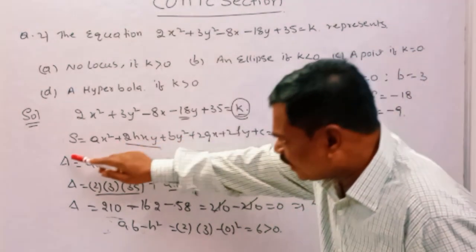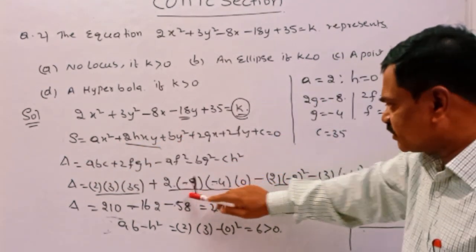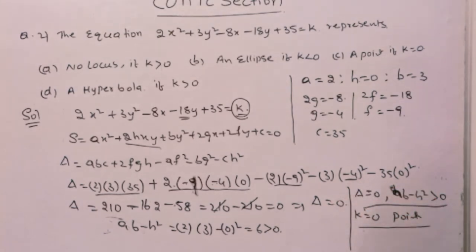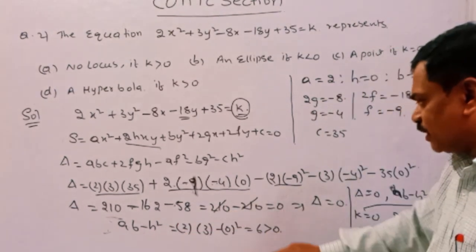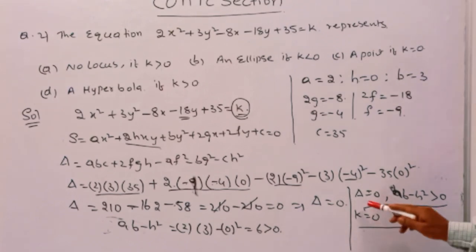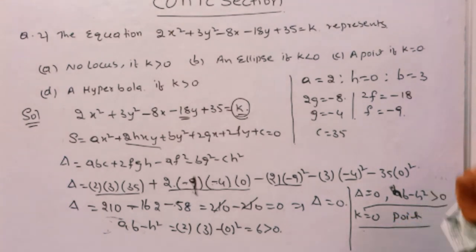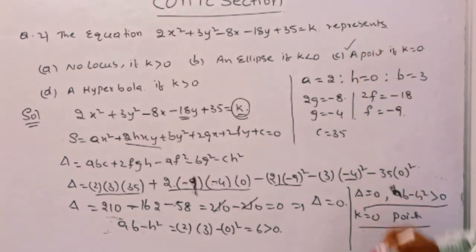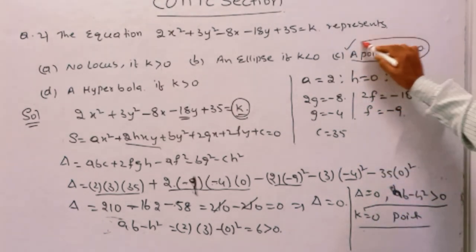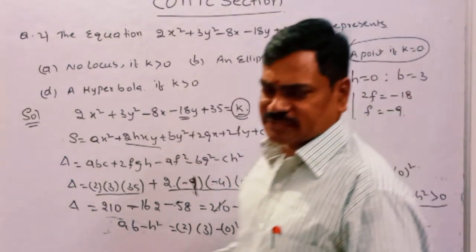Then you find the discriminant delta, which is 0. Then ab − h² is greater than 0. So delta = 0 and ab − h² > 0. Then the nature of the given conic is a point. So when k = 0, it represents a point. So option C is the correct answer.